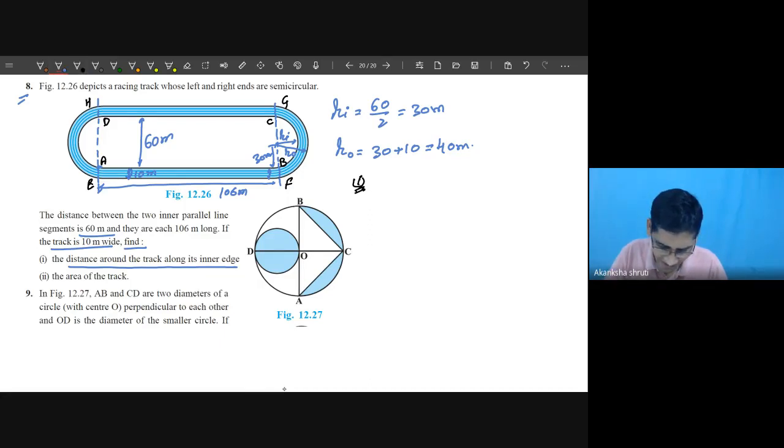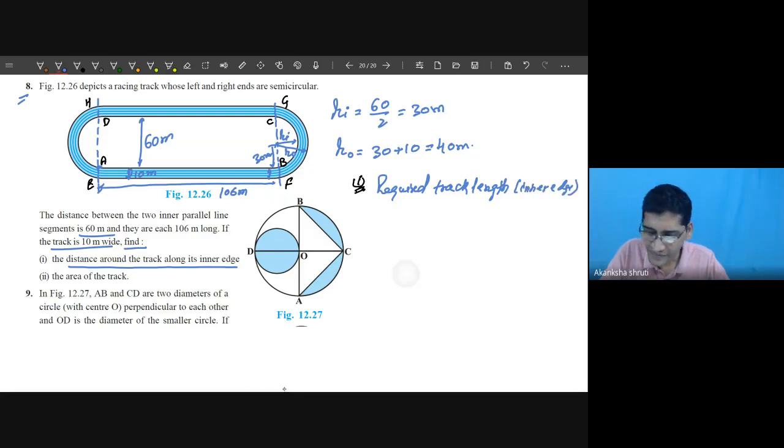For the inner edge, you can write the required track length. This is from the inner edge. You need to calculate AB plus BC arc. Student, this is BC, put an arc here. This will indicate the semicircle, plus CD, same as this AB, and this DA, this is the arc, you can write.